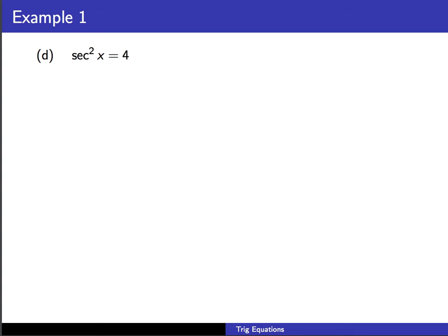Example 1d, we have secant squared of x equals 4. So we have something on the left being squared, and when we want to get rid of that squaring, we want to square root both sides. Keep in mind that when we square root both sides of an equation, we have to consider the positive, and we also have to consider the negative. So we're not just going to get secant of x equals 2, we're going to get secant of x equals 2, or secant of x equals negative 2.